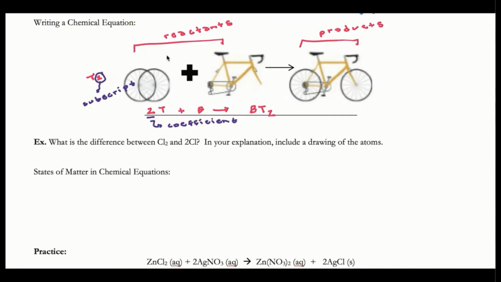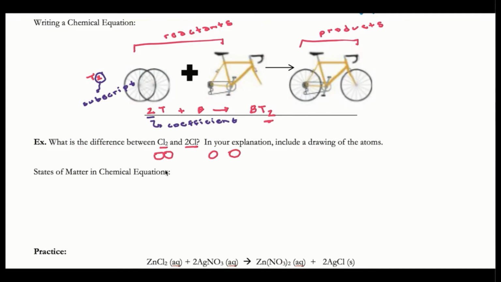So what is the difference in this example problem? What is the difference between Cl2 and 2 Cl? Okay, well, in Cl2, you're going to have 2 chlorine atoms that are chemically bound together, just like the tires were in your products. In 2Cl, you'll have 2 individual chlorine atoms.